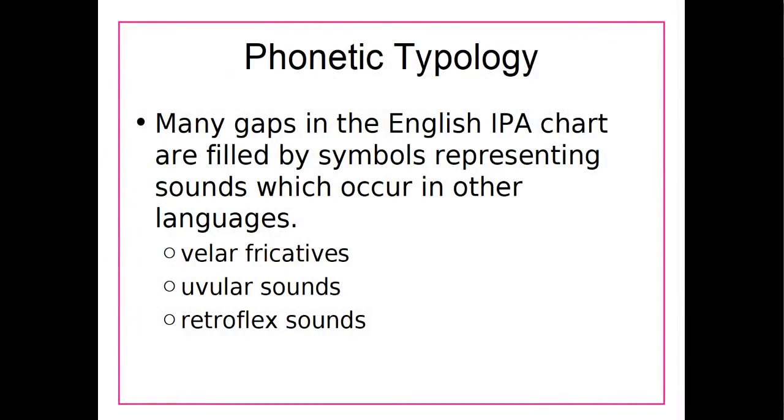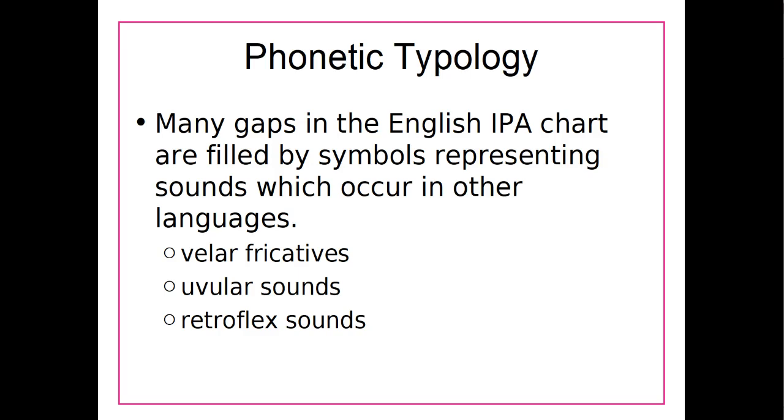So phonetic typology is when we look at sounds in other languages that don't necessarily occur in English, and just out of academic interest, try to see what sounds English has that these languages don't, what sounds those languages have that English doesn't, and compare languages and see how they're the same and different to each other. For example, other languages have velar fricatives, which English doesn't have.